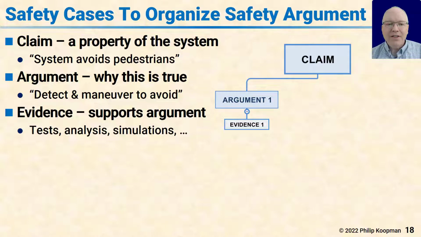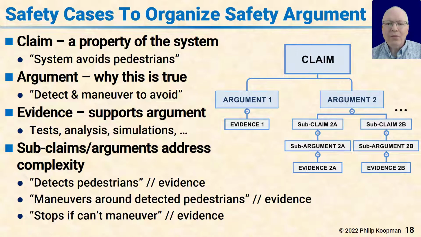Then there's some evidence to support the argument. There might be tests, analysis, simulations, and so on. Generally, a safety case will be pretty complex, so there'll be a number of arguments and sub-arguments. For example, there might be an argument that we detect and maneuver to avoid pedestrians. Well, the sub-arguments are we detect pedestrians, and here's some evidence to show you why that's true.